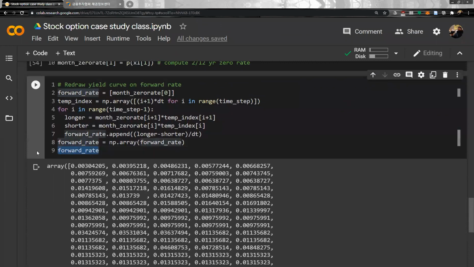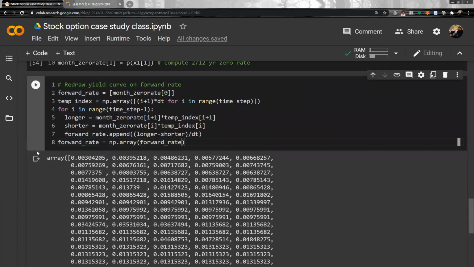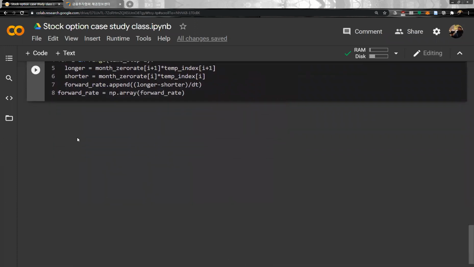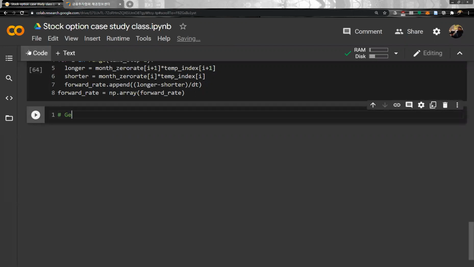Okay, so we are done with the forward rate. With this forward rate now, we are ready to draw the stock tree. Generate stock tree. Stock tree, movement of stock. So when we draw the stock tree, we have to model up move and down move, and then the risk neutral probability.